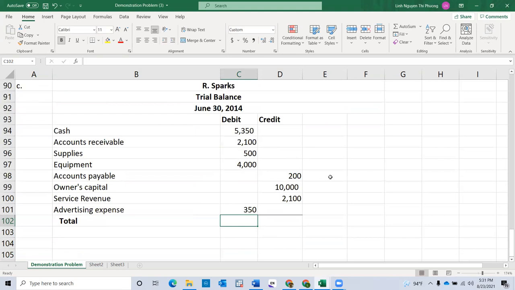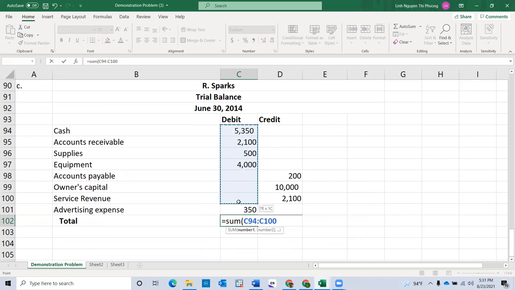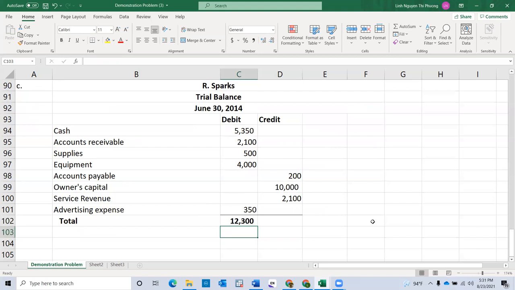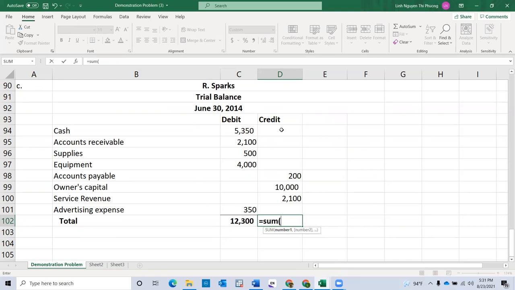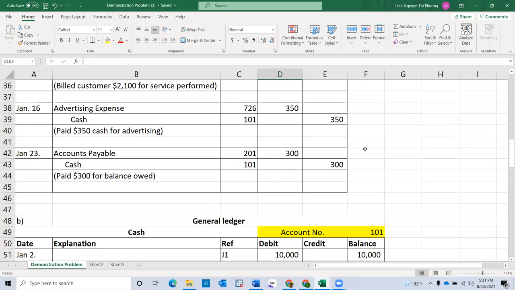Now we're going to sum all the ones on the left side. Okay, all the debits, and then enter. And then we will sum all the credits, and then enter. If they are equal, it means you did it correctly. Okay, so in your assignment or your classwork, you need to do similar things. Okay, similar things. All right.